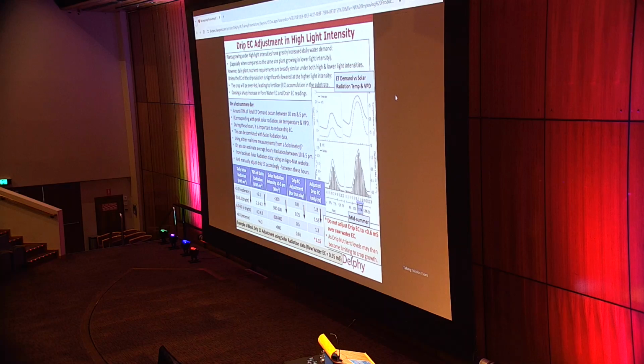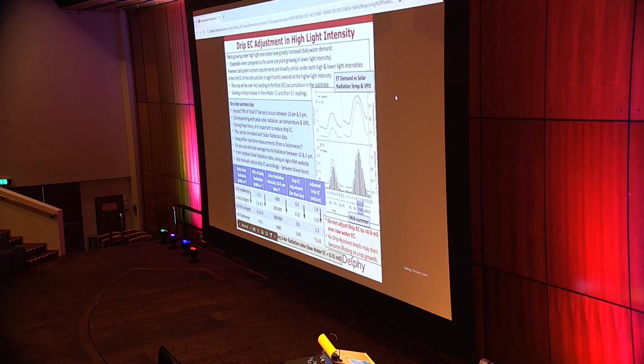And so on a moderate day, we would potentially say, don't reduce EC. On a bright day, potentially a 0.25 or 0.3 millisiemens reduction in EC. On a very bright day, 0.5 millisiemens reduction. And on an extreme day, you might even reduce by 0.65. Now, in this example, we've assumed that the raw water EC is 0.55.